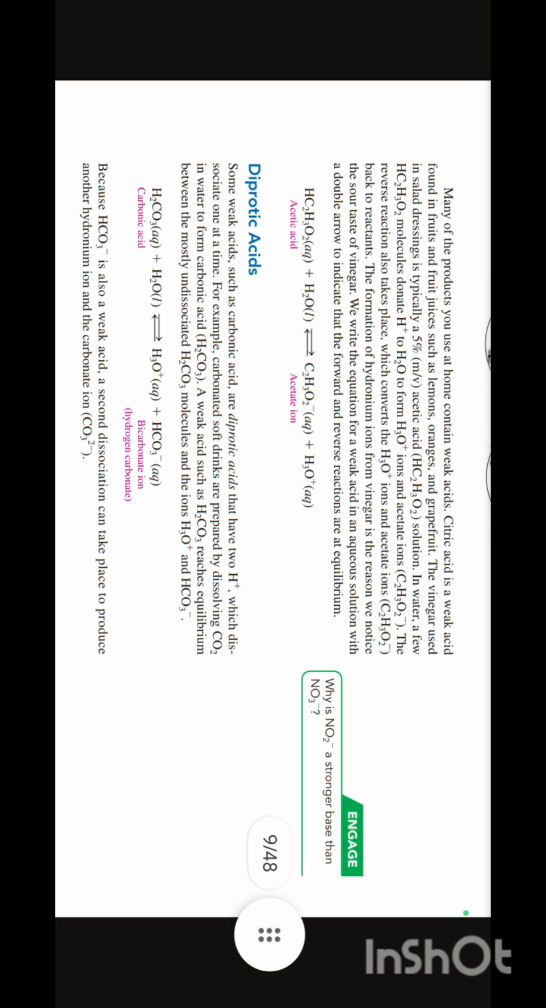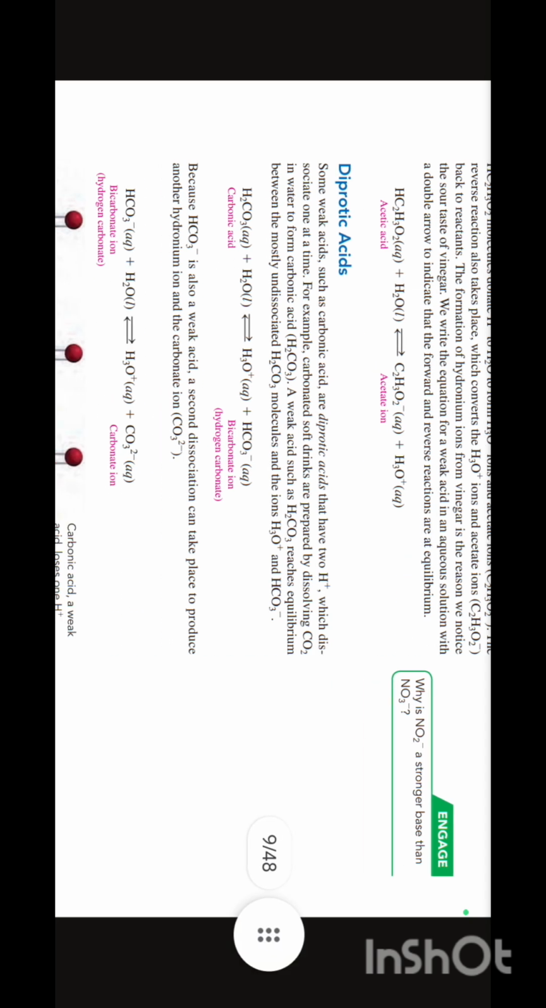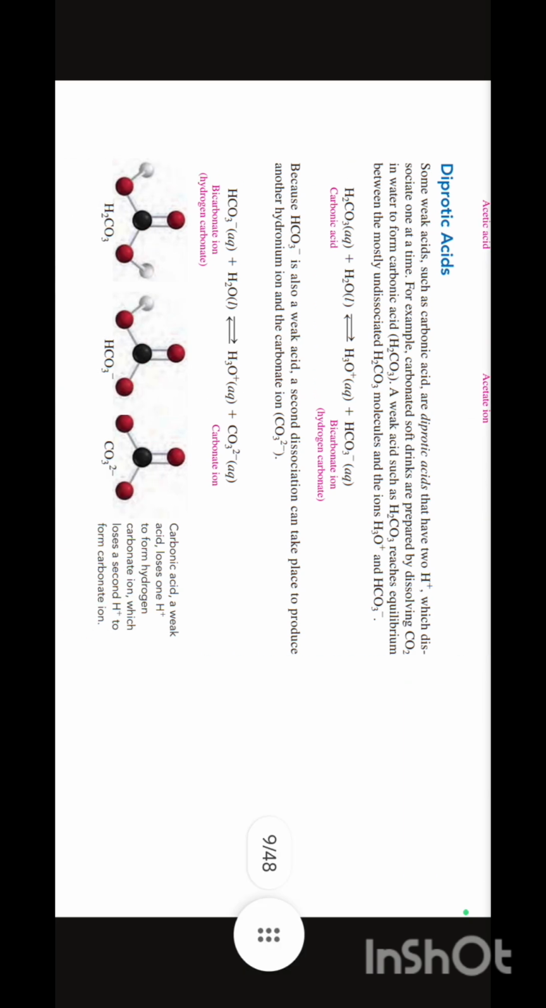Diprotic acids. Some weak acids such as carbonic acid are diprotic acids that have two H+ which dissociate one at a time. For example, carbonated soft drinks are prepared by dissolving CO2 in water to form carbonic acid, H2CO3. A weak acid such as H2CO3 reaches equilibrium between the mostly undissociated H2CO3 molecules and the ions H3O+ and HCO3-. Because HCO3- is also a weak acid, a second dissociation can take place to produce another hydronium ion and the carbonate ion.